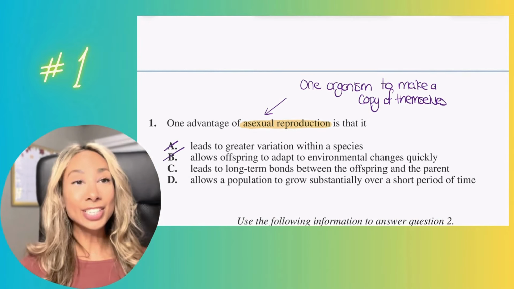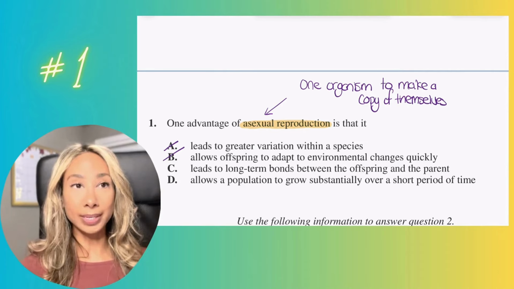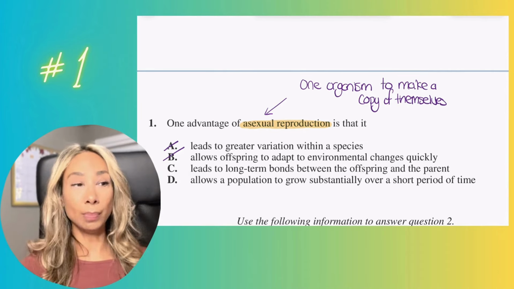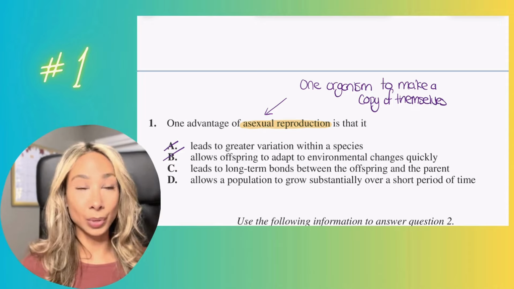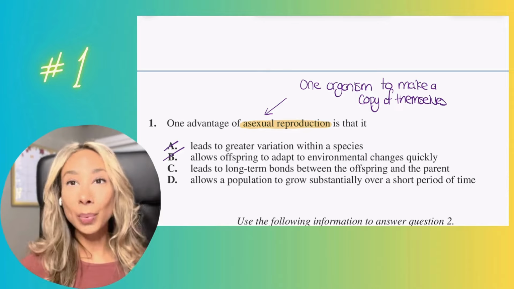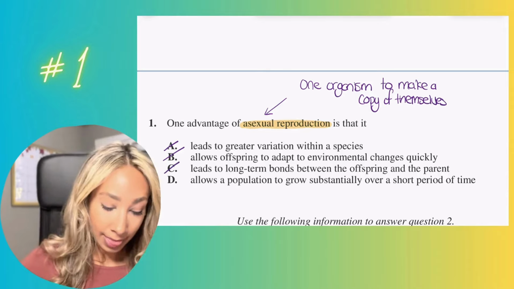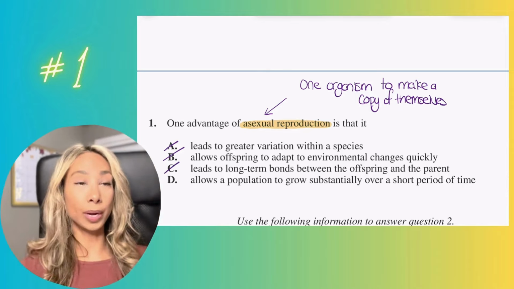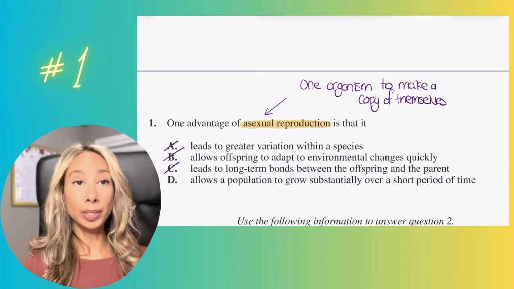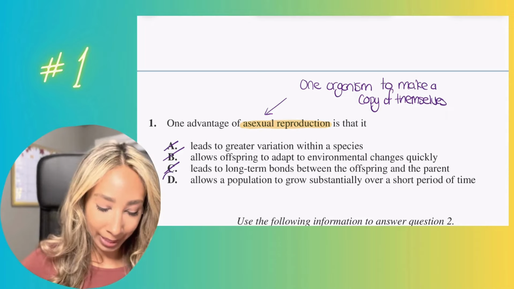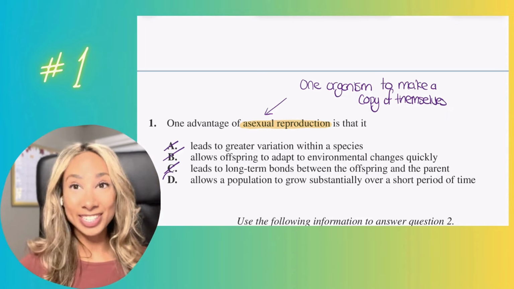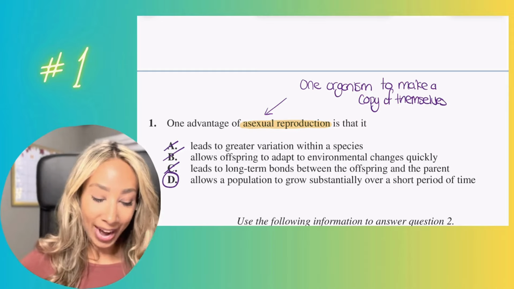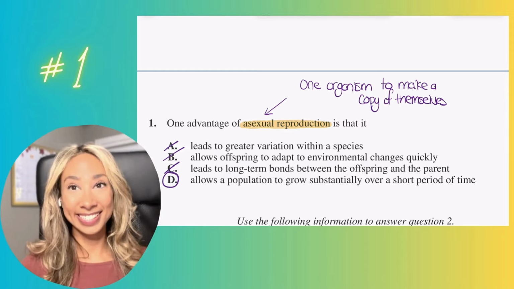Option C leads to long-term bonds between offspring and parent. So again, as we can see with those examples, once the new organism is made, it just buds off and does its own thing. So this would not really work. There's not really a lot of time to create that bonding that other organisms do have with their offspring. Option D allows a population to grow substantially over a short period of time. Now this one is definitely going to be it because, as I said before, it's super quick and it does mean the population can take over relatively quickly. So our answer to this question is going to be answer D.